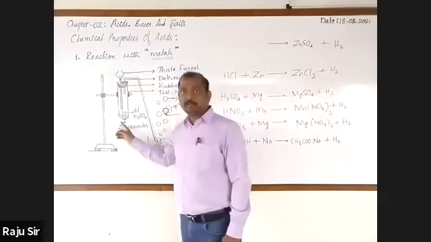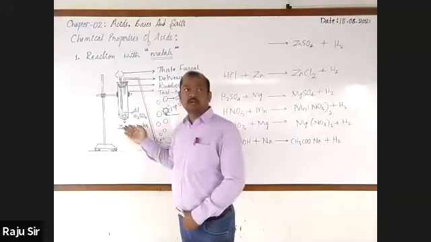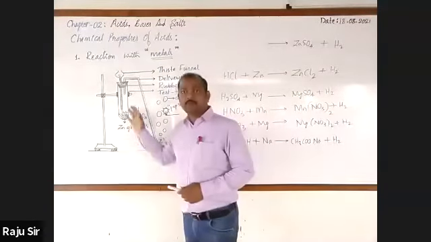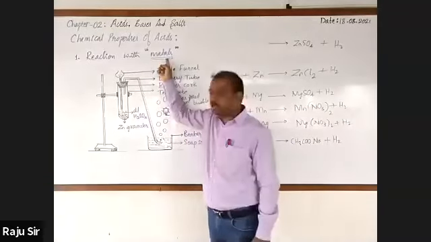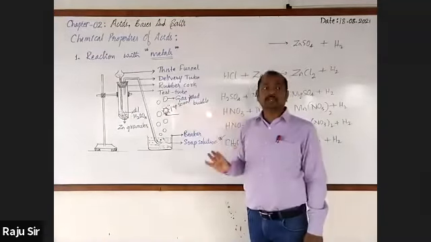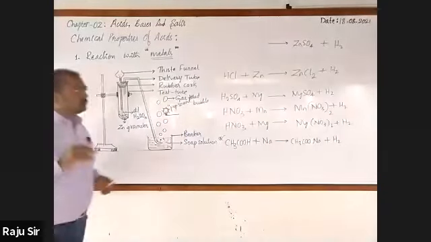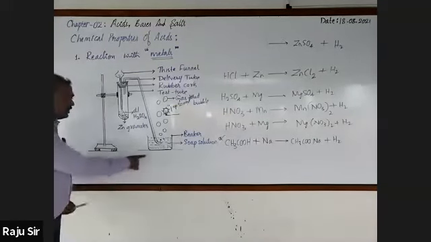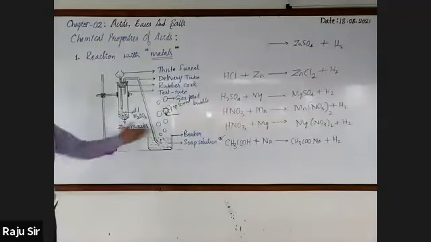Next, when the reaction completes, a residue will remain in the test tube, which is called the salt. That salt is zinc sulfate. So from this activity, we can conclude that when an acid reacts with a metal, it produces salt with the liberation of hydrogen gas. Got it? Just remember that. Now I'll write the observation and the general chemical equation.